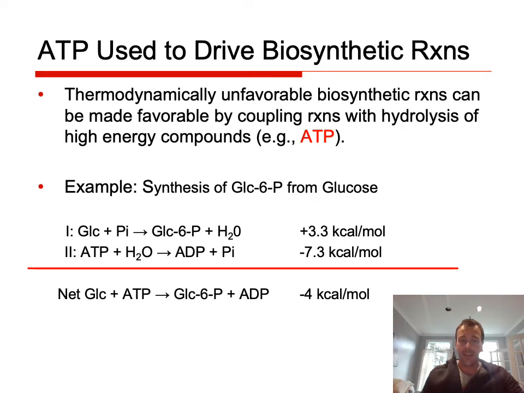So here's an example of that. If we look at the synthesis of glucose 6-phosphate from glucose, we need glucose plus a phosphate to yield glucose 6-phosphate. But if you just look at that in a vacuum, it has a positive delta G, so this reaction does not want to go forward. However, if you couple it with ATP hydrolysis, which has a negative delta G, you can combine those two to have the net reaction an overall negative delta G to drive this reaction forward.